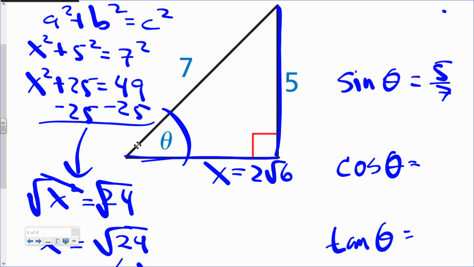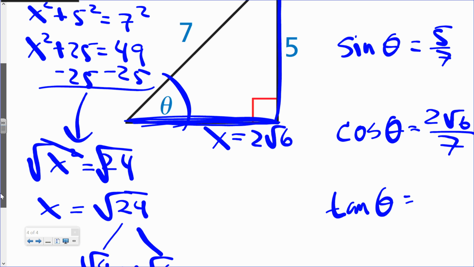Nice. Cosine: adjacent over hypotenuse. 2 rad 6 is adjacent to theta, so that's 2 rad 6 in the numerator, hypotenuse 7. Nice. By the way, if we're able to simplify 2 and 7, in other words, if we can simplify that fraction with a common factor, let's do it. But right now, 2 and 7 can't be simplified, so we're cool there.